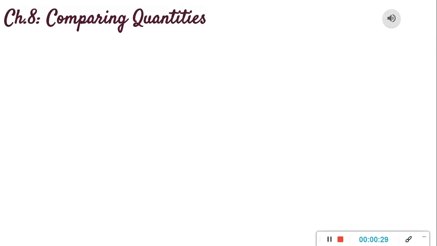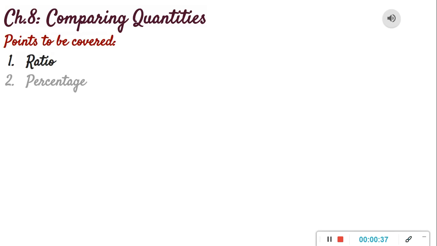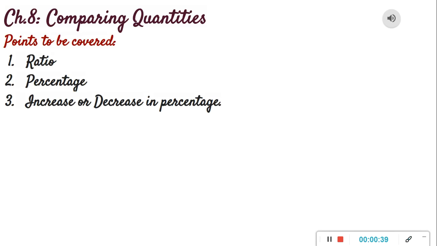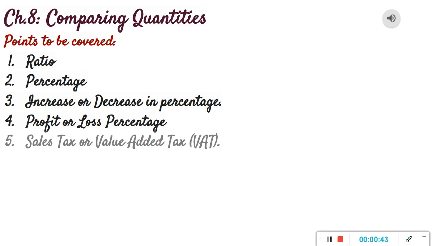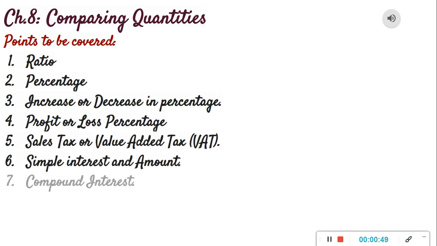Let's start our new chapter, that is Chapter 8 Comparing Quantities. Points to be covered in this chapter are ratio, percentage, increase or decrease in percentage, profit or loss percentage, sales tax or value added tax, that is VAT, simple interest and amount, and compound interest.